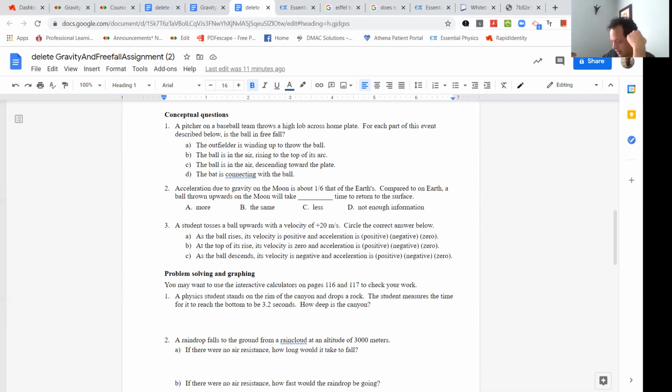Next, let's see. These are just like the ones we did, the we do, you do, and I went through the process for that. It's the same concept. The physics student stands on the rim of a canyon. So you got someone standing on a canyon. So here's a student, and they want to know how deep is the canyon. They want to know what is this distance from here all the way down to there.